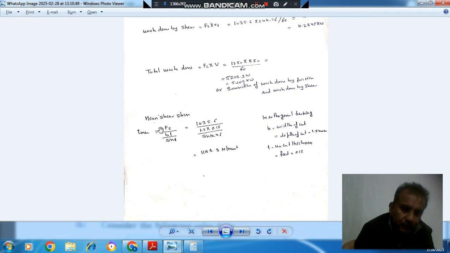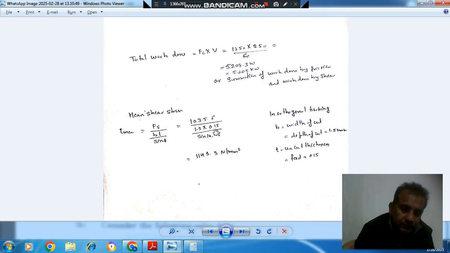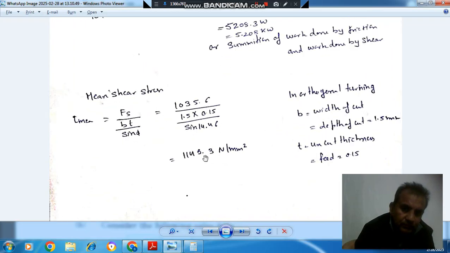And the last part is mean shear stress. So that is shear force divided by shear area, that is b t by sin phi. So b is your 1.5 depth of cut and t is your feed, 0.15, or the uncut chip thickness, that is 0.15. So answer comes out 1149.3.